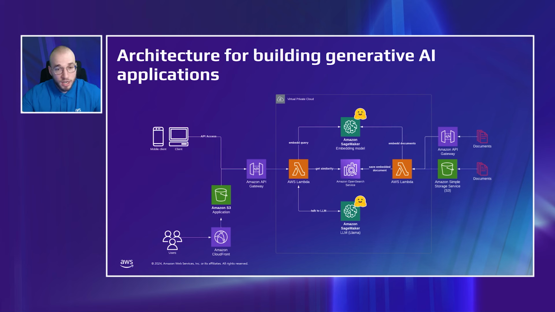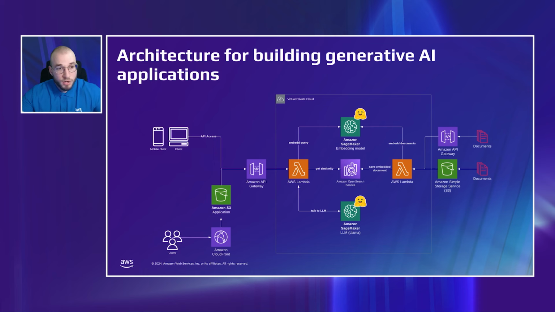We have on the right side our document ingestion pipeline, where users can either upload documents directly onto an S3 bucket or through an API Gateway, which then triggers an AWS Lambda function, which calls our embedding model. The embedding model then takes the document and creates a vector representation of it and stores the vector representation in Amazon OpenSearch for search later.